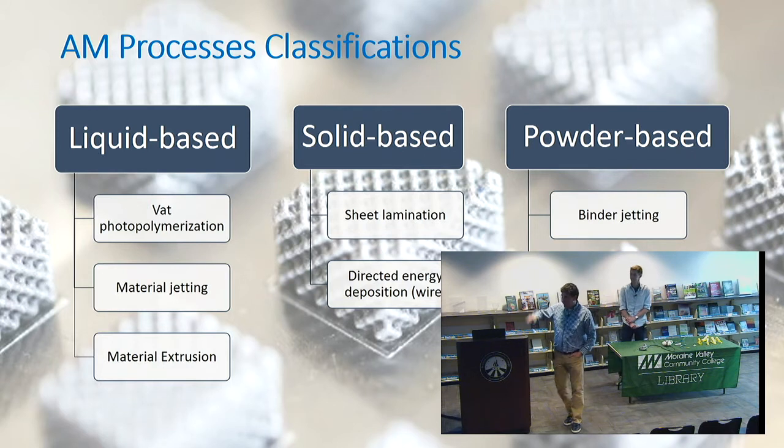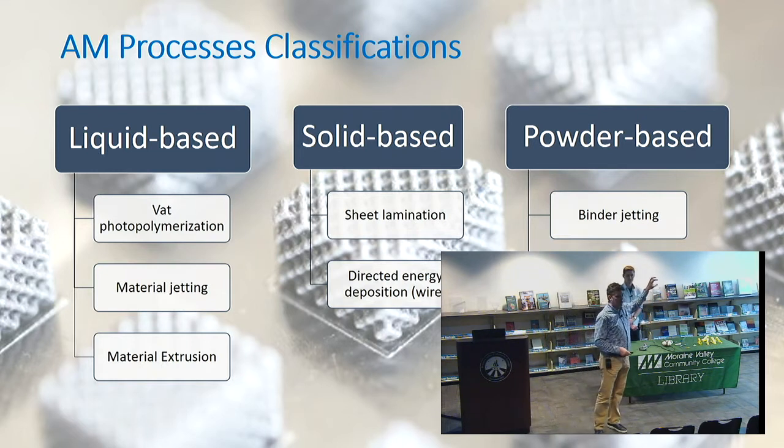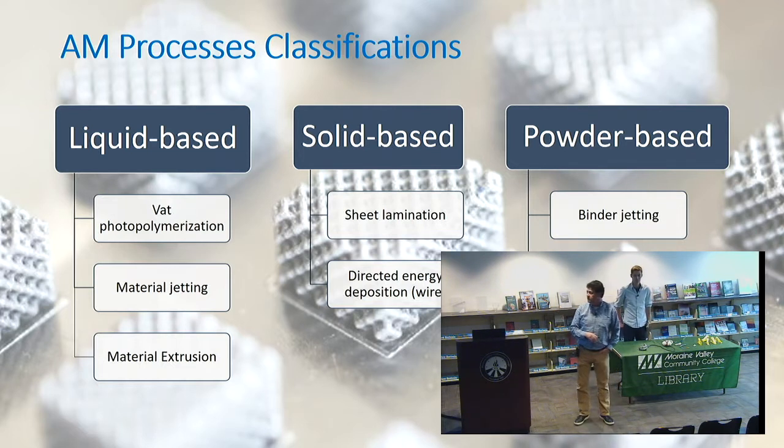In the liquid-based process, we're starting with a liquid. The material that we're forming into a solid is starting as a liquid. So these include vat photopolymerization, material jetting, and material extrusion. Currently in our labs over in the CAD department in the T building, we have a vat photopolymerization machine, and we have 2 material extrusion 3D printers.